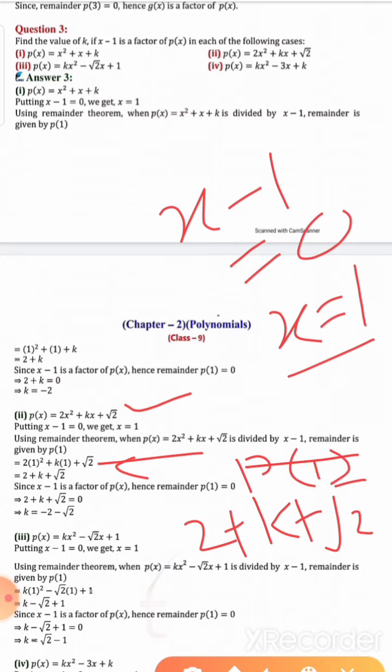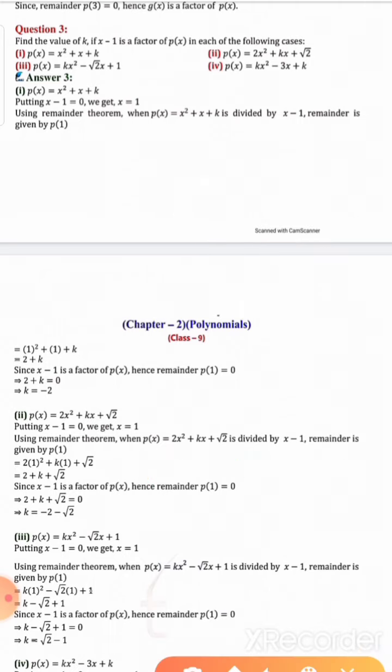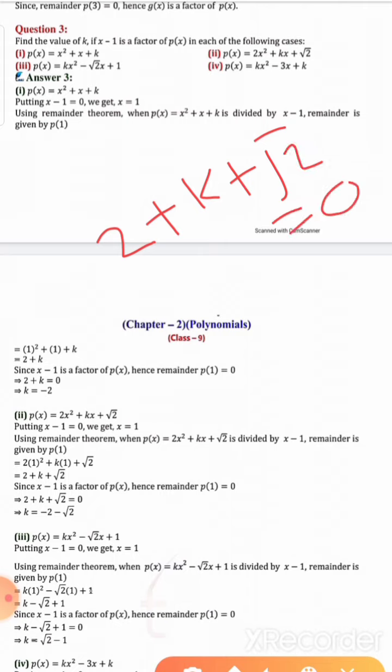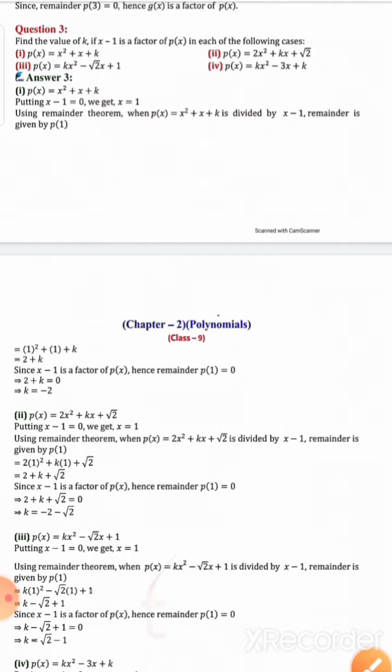Again, by the condition of the question, x − 1 is a factor of our polynomial, hence the remainder p(1) = 0. So we equate p(1) to 0, which means we equate our polynomial to 0. We get 2 + k + √2 = 0. Here √2 is positive, so on that side it becomes negative, and again 2 is positive, so again it becomes negative. Then we write k = −2√2 or −√2 − 2. Both are correct.